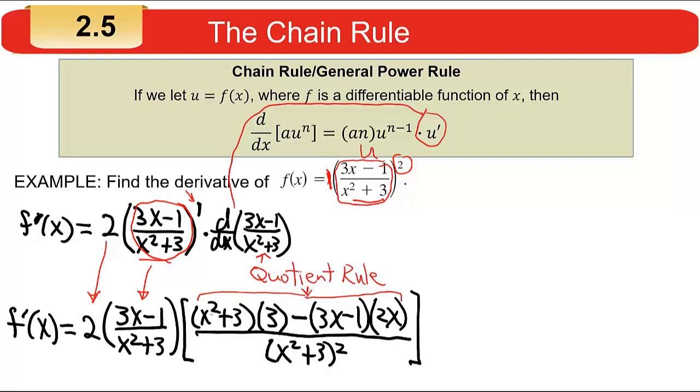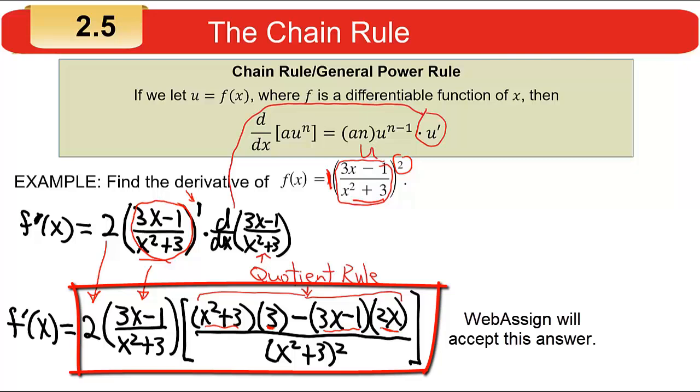Low being the denominator. The denominator is x squared plus 3x. The derivative of 3x minus 1 is 3. Then over here you write down the numerator, which is 3x minus 1, and you multiply by the derivative of x squared minus 3, which is 2x. And then you put that all over the denominator squared, which is x squared plus 3 quantity squared.